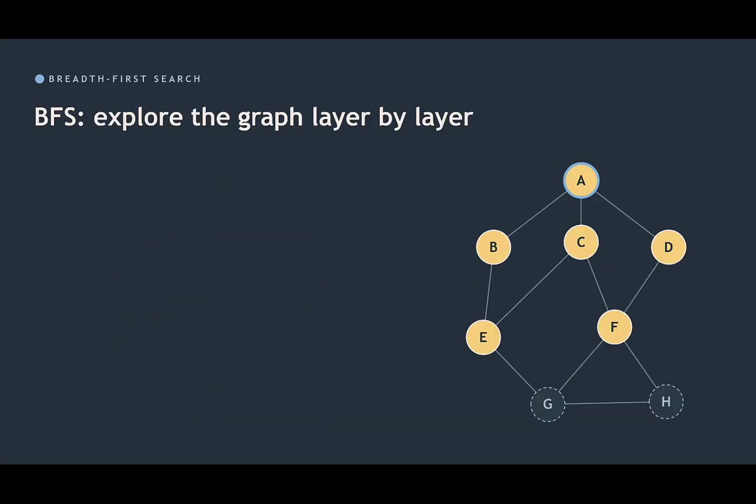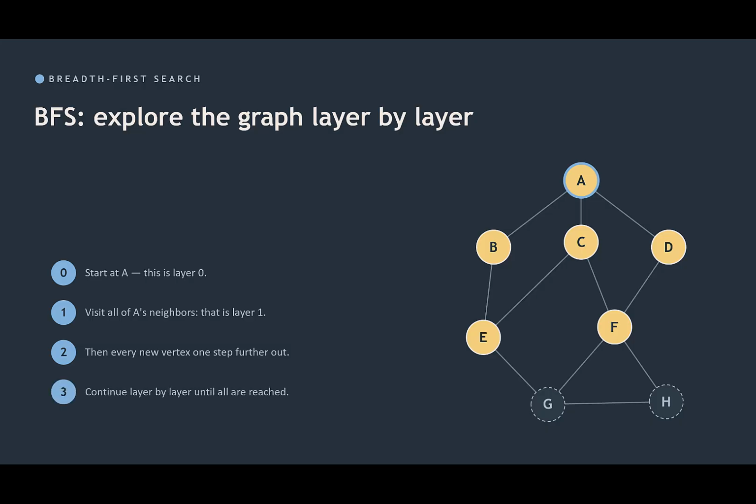Now let's find a spanning tree using the breadth first search. A breadth first search explores the graph layer by layer. So we're going to start at A, which is layer 0. Then we're going to visit all of A's neighbors. That's level 1. Then we'll take every new vertex one step further out. We're going to continue this layer by layer until all layers have been reached.